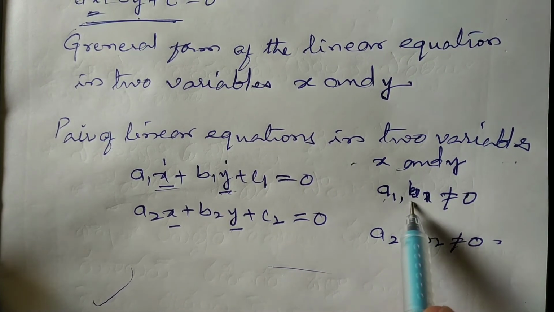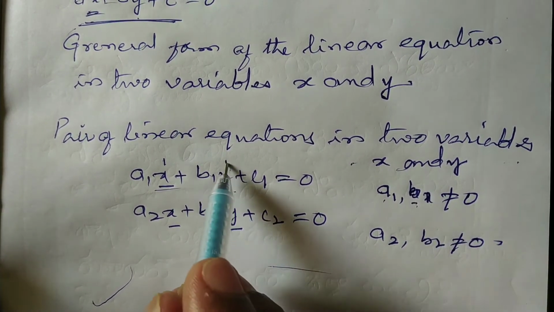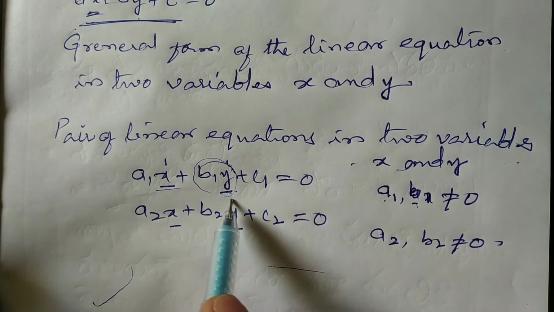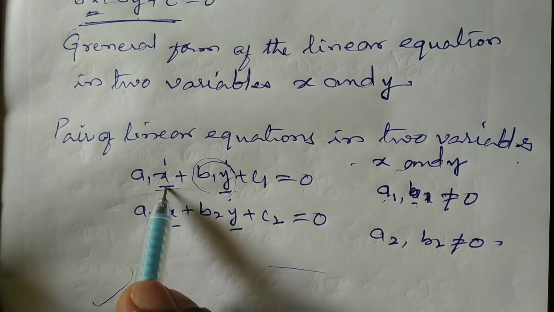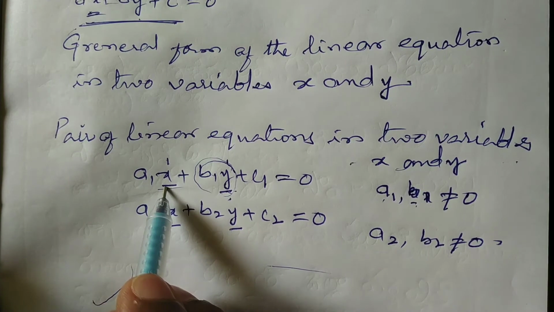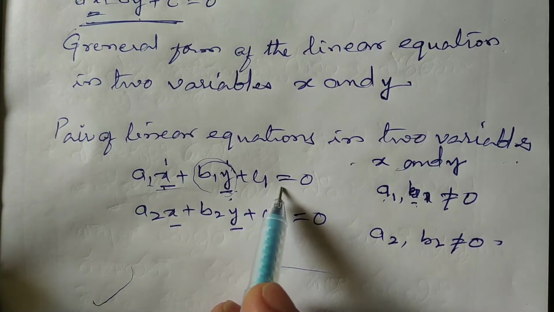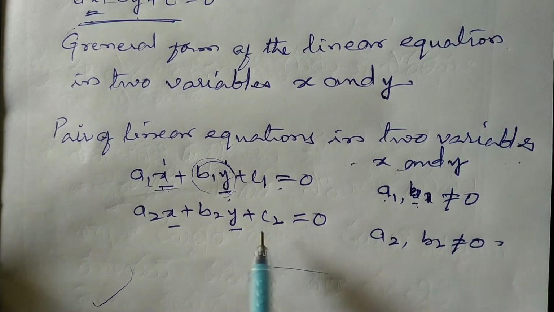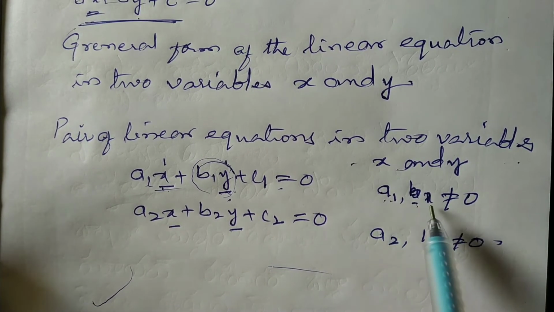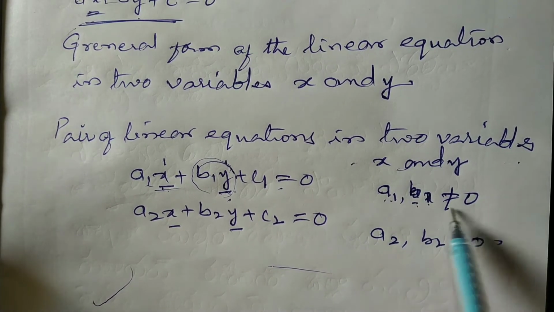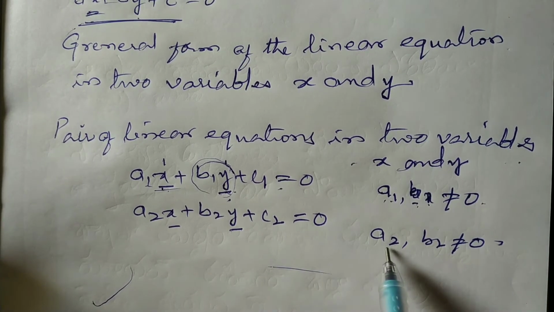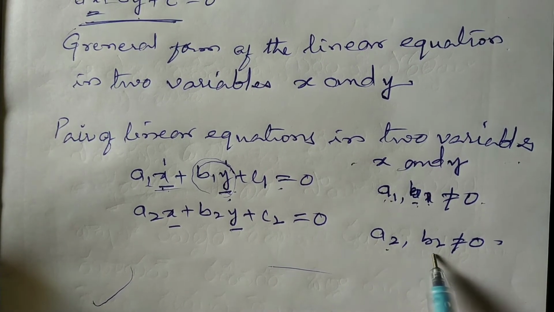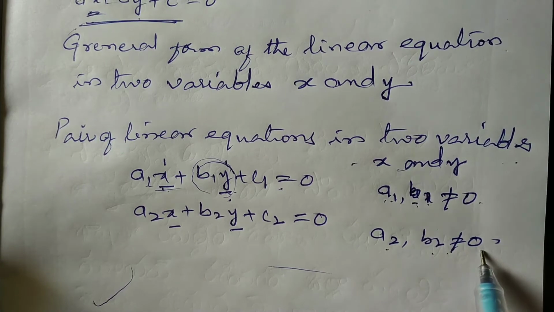Suppose b1 is equal to 0. That means this part should be 0. Therefore, here only x is the variable in this equation, so it will become a linear equation in one variable x. Therefore, here a1, b1 are not equal to 0, as well as a2, b2 not equal to 0.